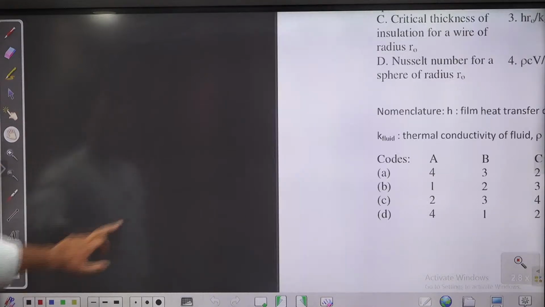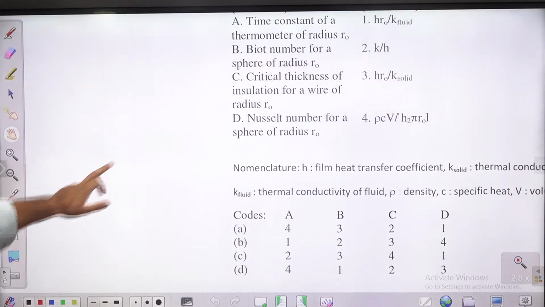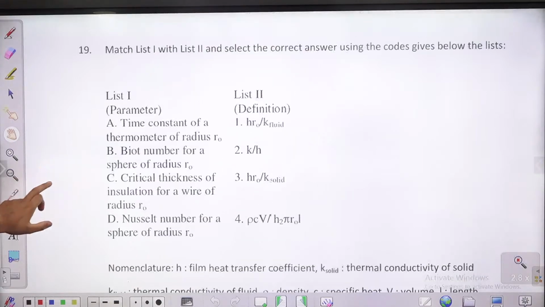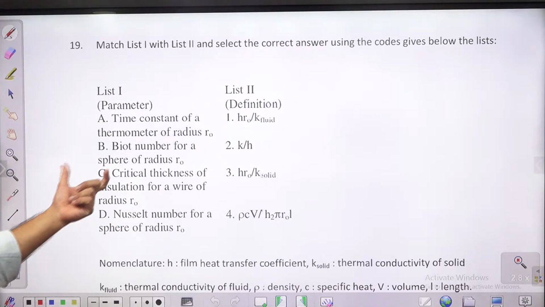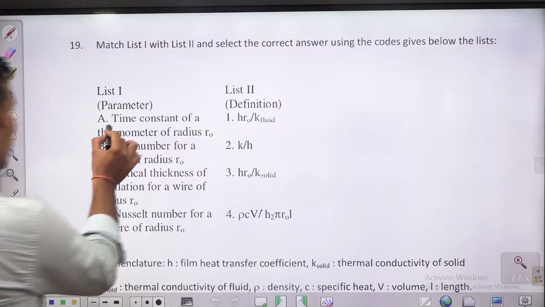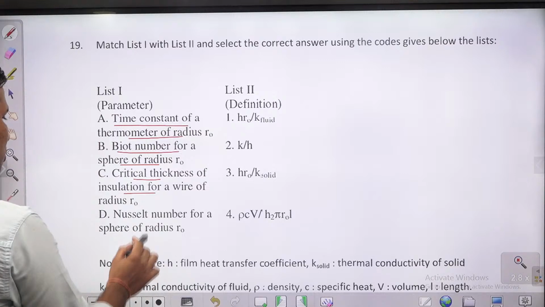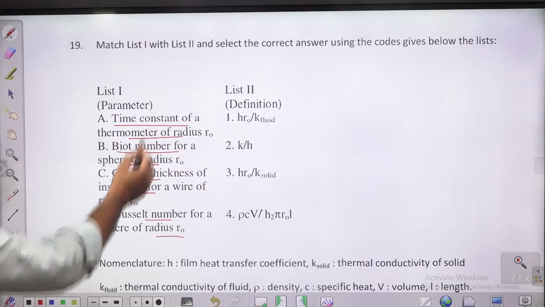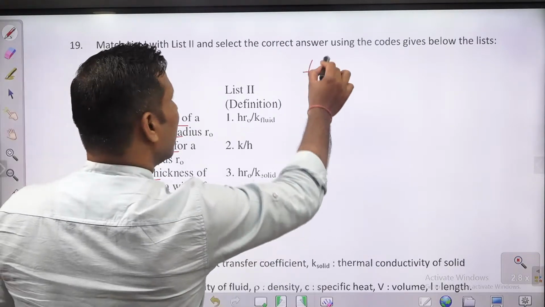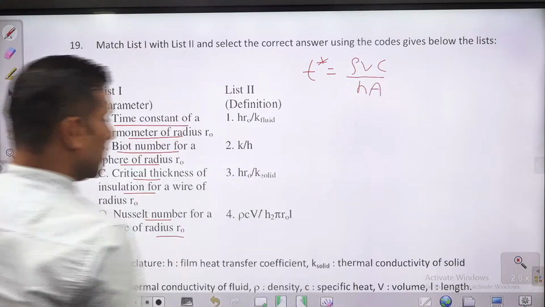Question number 19. So there are two lists given. This is list 1, this is list 2. He is asking you to match list 1 with list 2. So in list 1 you have time constant, Biot number, critical thickness, and Nusselt number. Time constant क्या होता है बच्चों? Time constant, delta T star, is nothing but rho V C by hA. So you can check it here.